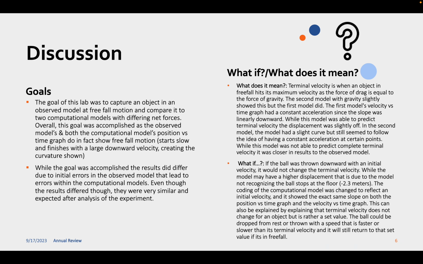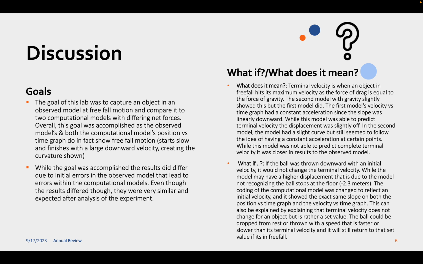Like I said, the goal of this lab was to find an object in free fall and compare its models. As you can see by the position versus time graphs, we did have an object in free fall, but due to the initial errors in the lab, the results did differ. For the what if, what does it mean? Did any of the models capture terminal velocity? Terminal velocity is just when you reach the maximum velocity where the force of drag is equal to the force of gravity. And on a velocity versus time graph, it would show a linear slope downward.